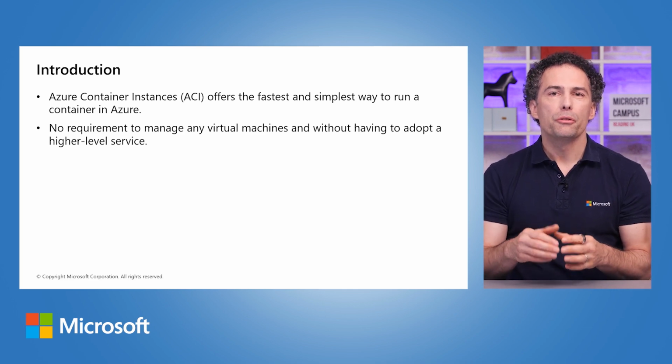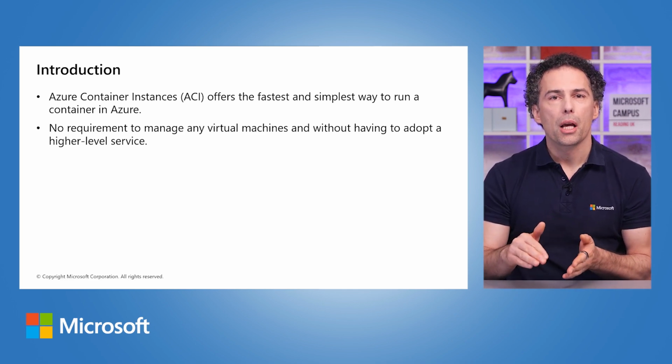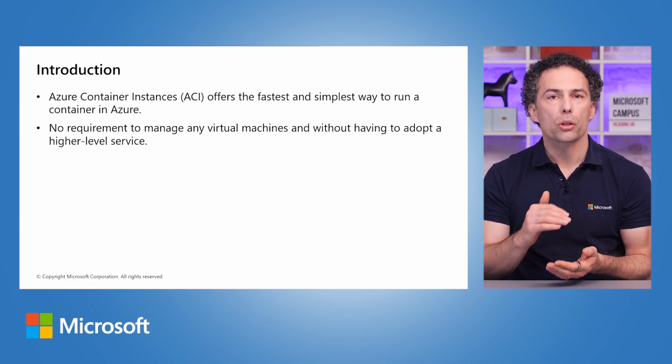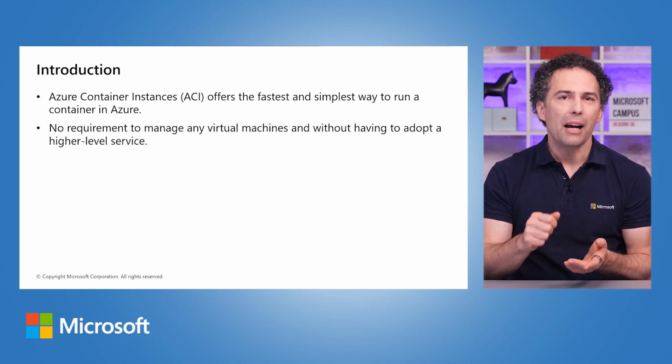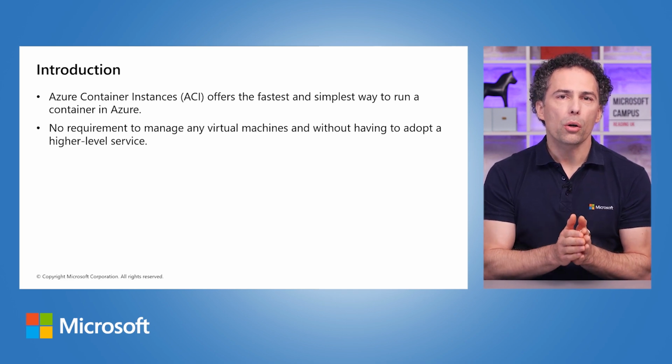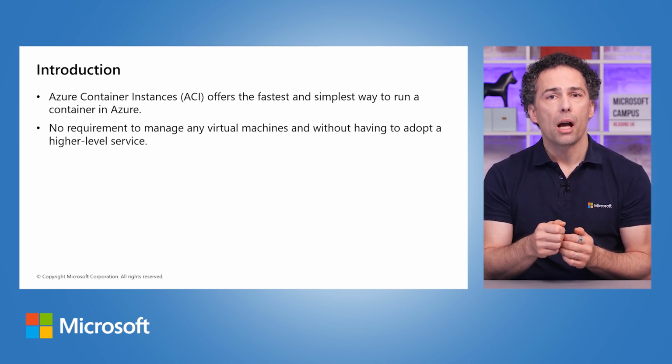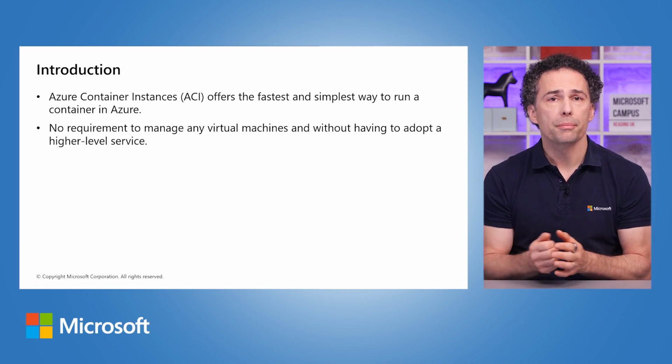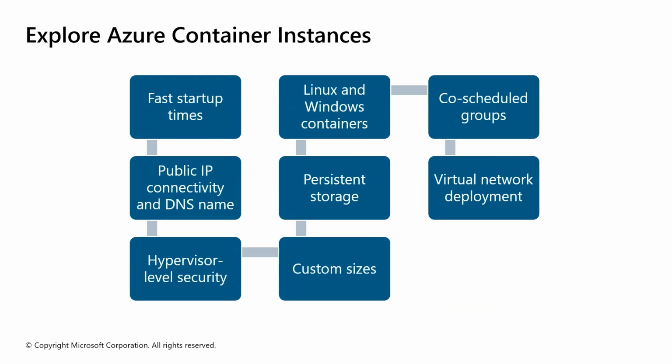ACI is using virtual machines under the hood, with a container engine installed on top. But you don't have to deal with these infrastructure components. You focus only on what goes into the container and how you want to configure the container. Containers have a big advantage over virtual machines in terms of how fast they can start. Azure Container Instances can launch containers in Azure within seconds without having to set up and manage virtual machines.